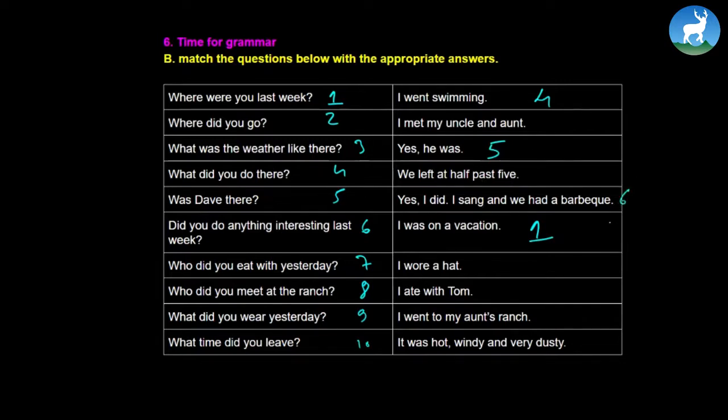And the rest you can do, okay? Who did you eat with yesterday? And who did you meet at the ranch? What did you wear yesterday? What time did you leave? These all can be done, okay?